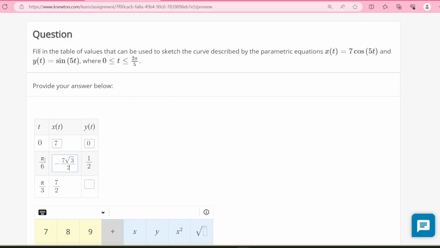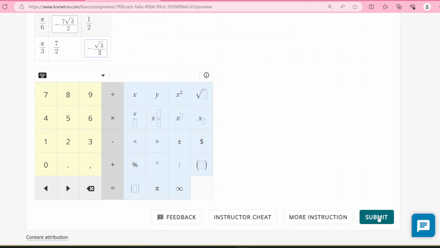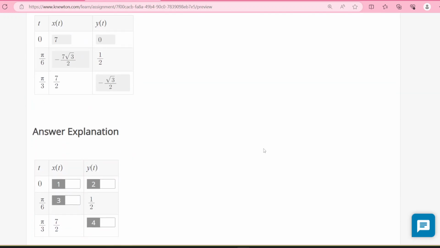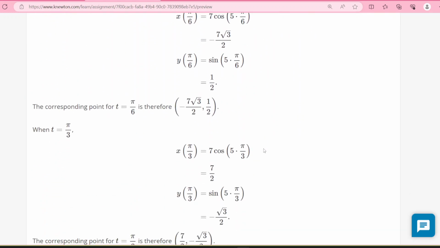And when t was pi over 6, the x coordinate was that. And when t was pi over 3, the y coordinate was negative square root of 3 over 2. And that's all they want us to fill in here, not actually make the graph. Okay, great. And again, hopefully they show you the graph.